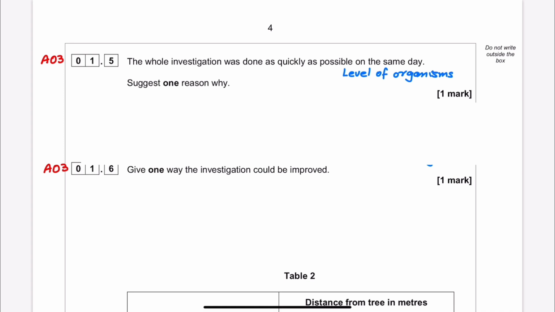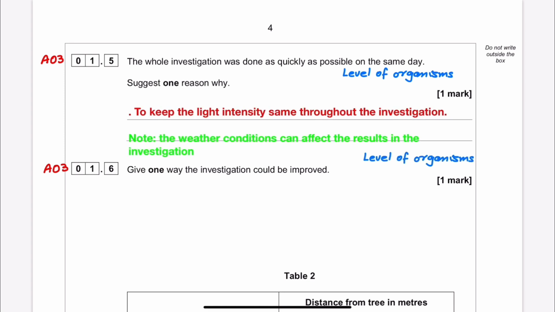The other important thing the student needs to remember is that the weather conditions can affect the results in the investigation. Therefore, the investigation was done as quickly as possible on the same day. Let's see the model answer. The investigation is done to keep the light intensity the same throughout the investigation. The important information is given here: the weather conditions can affect the results in the investigation.